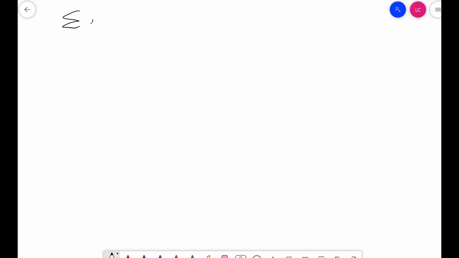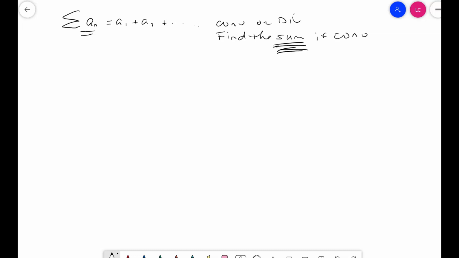Okay, so we changed gears into these series, which means we're adding things up, right? As we're adding things up, we want to know if it converges or diverges. So if it says converge or diverge, find the sum if convergent, then that's huge. You need to do one of two things. It's either a geometric or it's telescoping. So let's talk about what those look like.